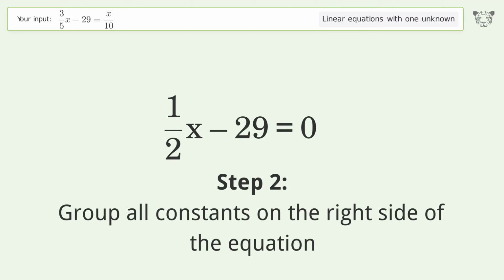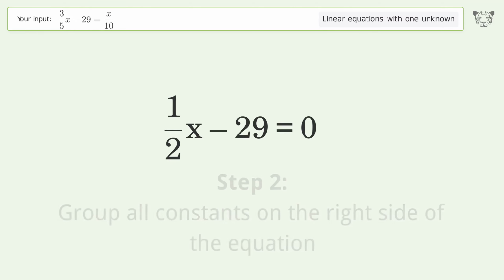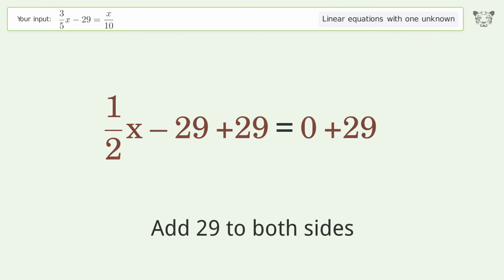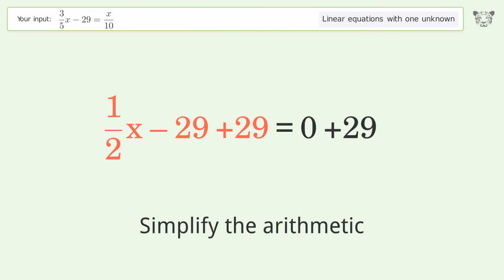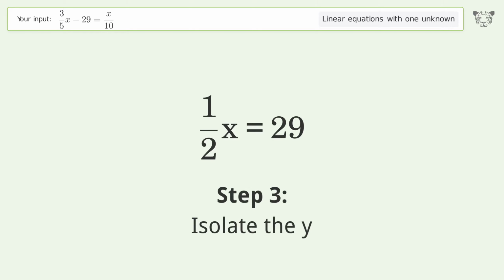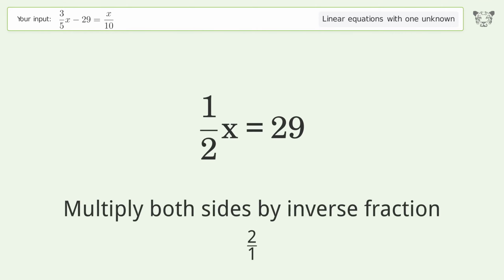Group all constants on the right side of the equation. Add 29 to both sides. Simplify the arithmetic. Isolate the y. Multiply both sides by inverse fraction 2 over 1.